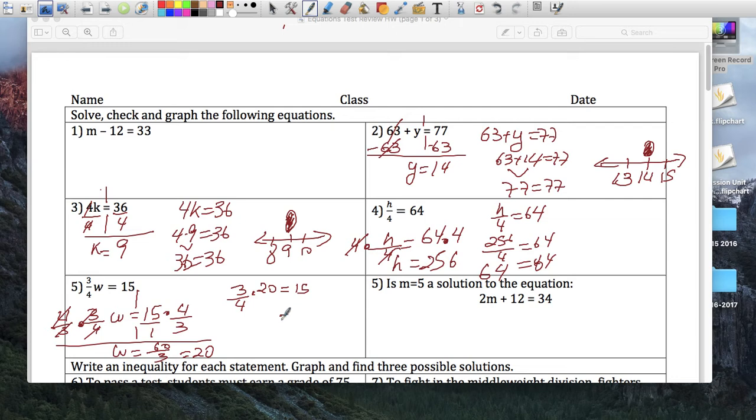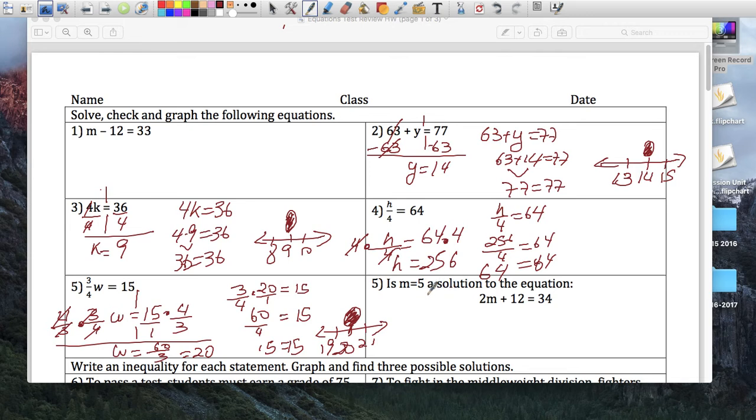So let's see. If I multiply 3 times 20 is 60. 4 times, let me put 1 over here, 4 times 1 is 4, and 60 over 4 is indeed 15, which equals 15 on the other side. Number line. The number that makes this equation true is w when w equals 20. So 20, 21, 19. I'll put a circle on top of that 20. Shade it.